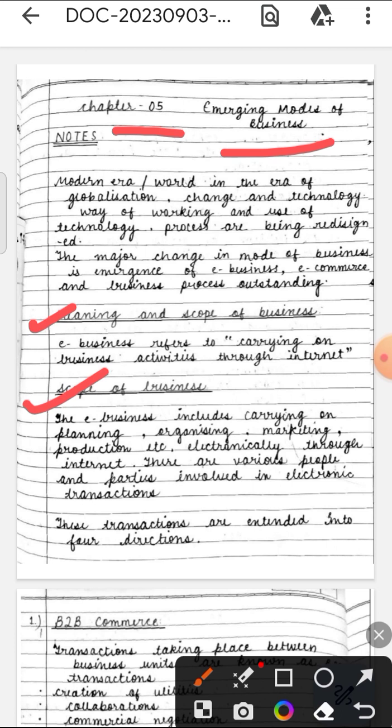Scope of business or the directions of business. E-business can be done in four ways. The first one is B2B, then B2C, C2C and intra-B commerce. We will understand this scope or the directions one by one.